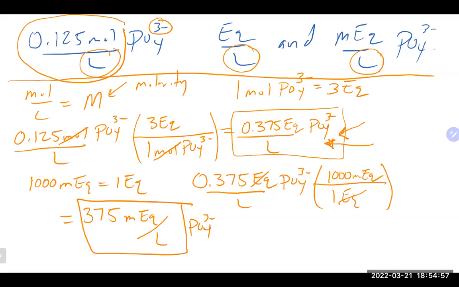It would depend what the question would be asking. It may ask you for both, so you might need to give both answers, or it may just ask you for one or the other. So the question would ask you to convert it to, you know, either equivalents per liter or milli equivalents per liter, or both could be an option.